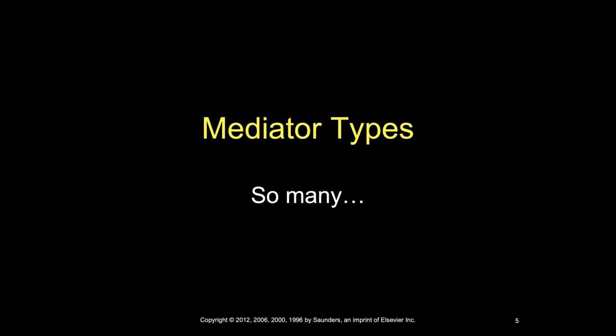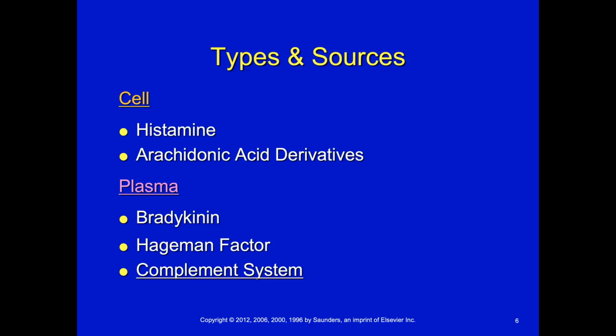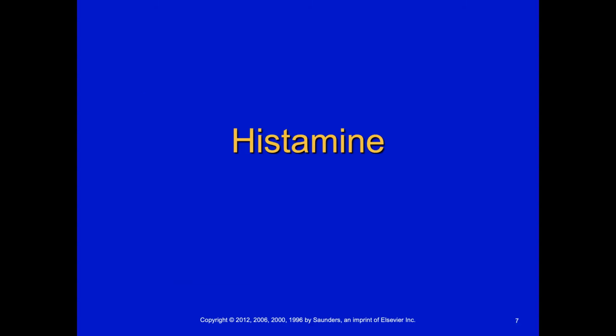Mediator types, and there are very many that we're going to be discussing. So the types and sources, the ones coming from the cells are histamine and arachidonic acid derivatives. The ones coming from the plasma are precursors of bradykinin, Hageman factor, and the complement system. And the complement is underlined because that is considered the most important of all of them.